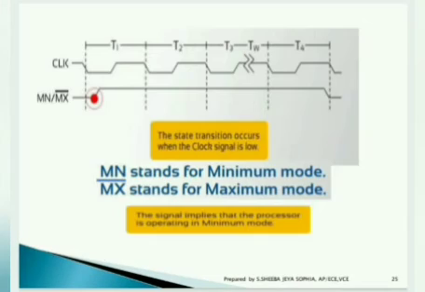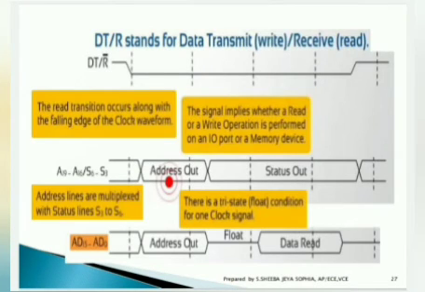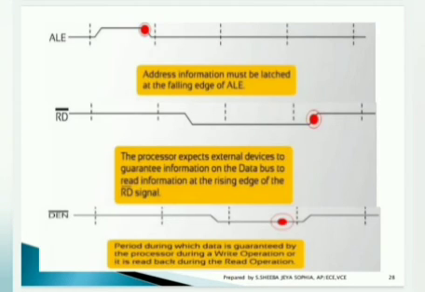And minimum and maximum modes are also referred to here. Minimum mode refers to the internal bus control, and maximum mode refers to the external coprocessor control of the bus signals. Input, output, or memory access, whether your processor is going to access the memory or an input output device, is also indicated using the timing diagram. Data transmit and receive signals can also be represented. Address latch enable, read, write, data enable, everything can be referred to using this timing diagram.